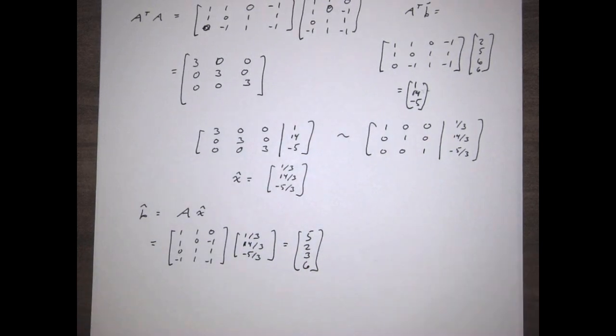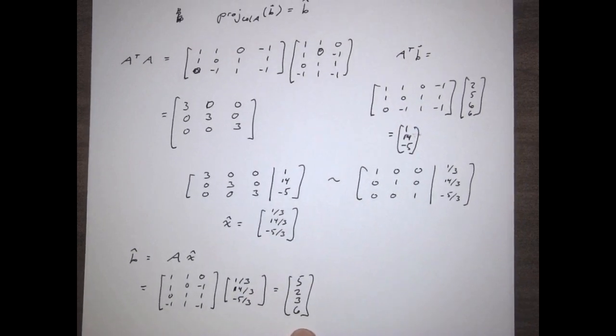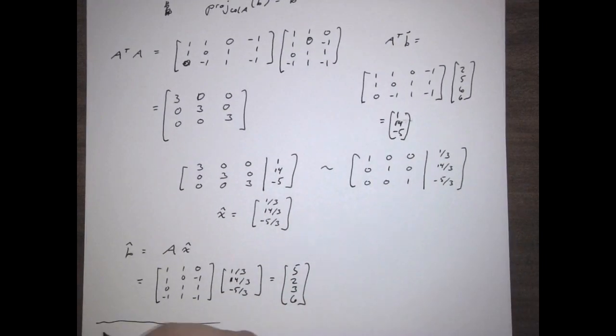So this is the orthogonal projection of B onto the column space of A. And what that means is, out of all of the points in R4 that you can make out of the columns of A, this is the one that you can make that's closest to this one. Now, how close is it? Let's find out. Find the least squares error.